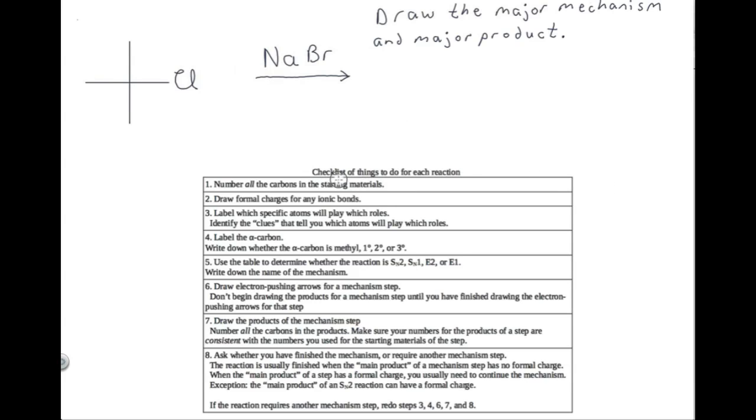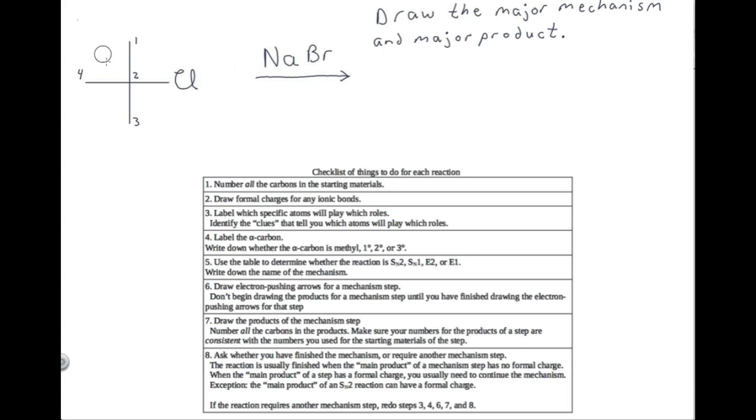Well, here's a checklist of actions to carry out for each reaction. We already talked about many of these steps in the SN2 series, but this also has some new steps that will help us with SN1 reactions. We should start by numbering all the carbons in the starting materials.